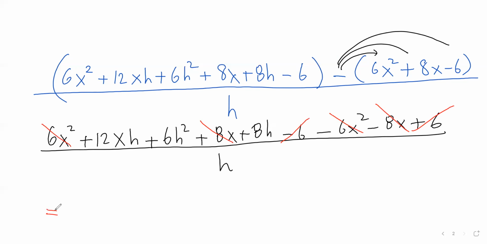Now what's left? Well, we still have this: 12xh. We still have this 6h squared. And we still have this, right? Everything else is canceled.